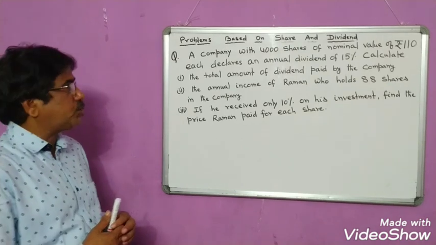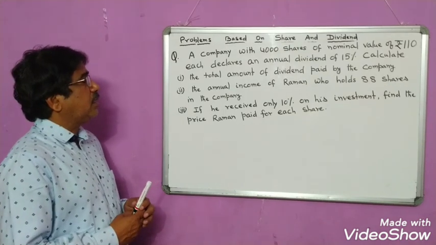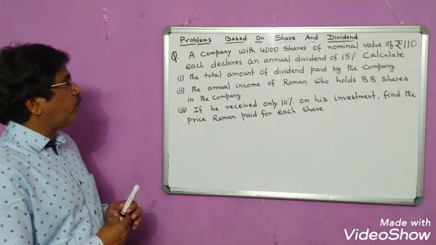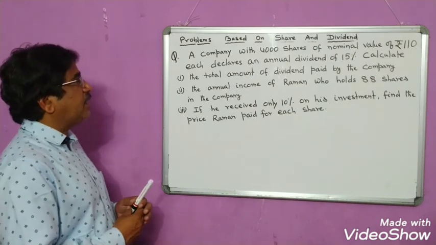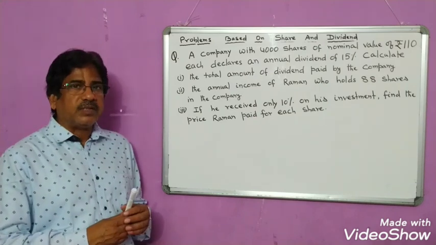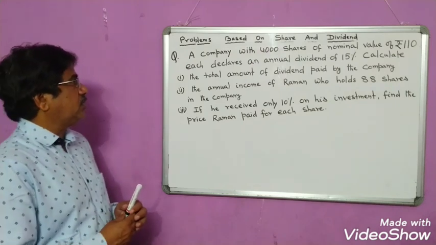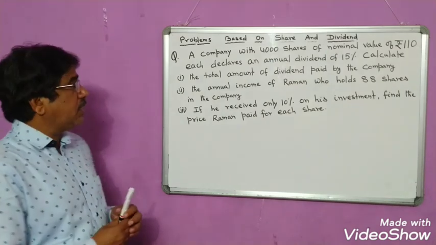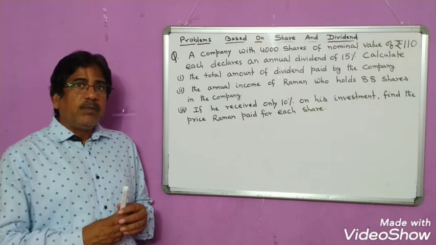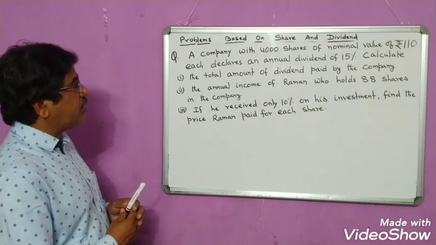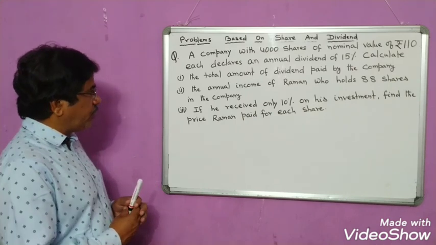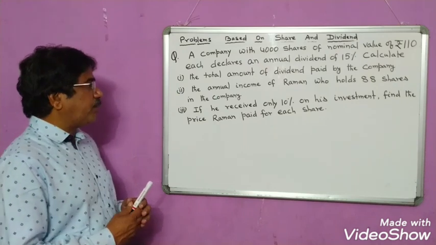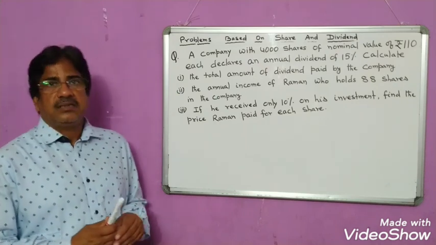Now let us take one more question. Here in this question, a company with 4,000 shares of nominal value of rupees 110 each declares an annual dividend of 15%. Calculate: part 1, the total amount of dividend paid by the company; part 2, the annual income of Raman who holds 88 shares in the company; and part 3, if he received only 10% on his investment, find the price Raman paid for each share.